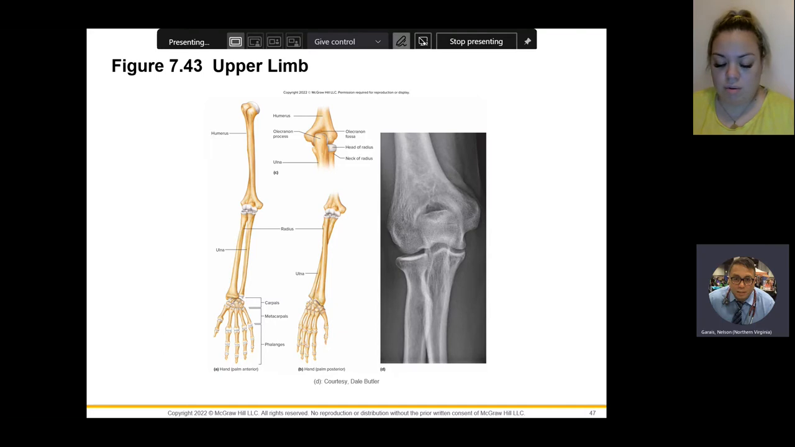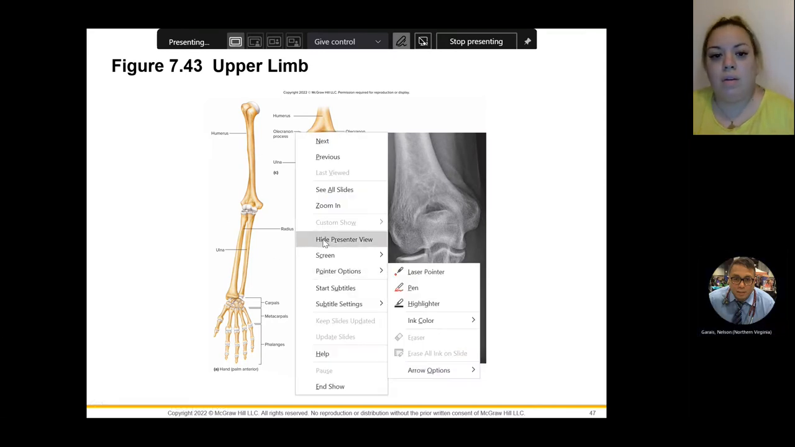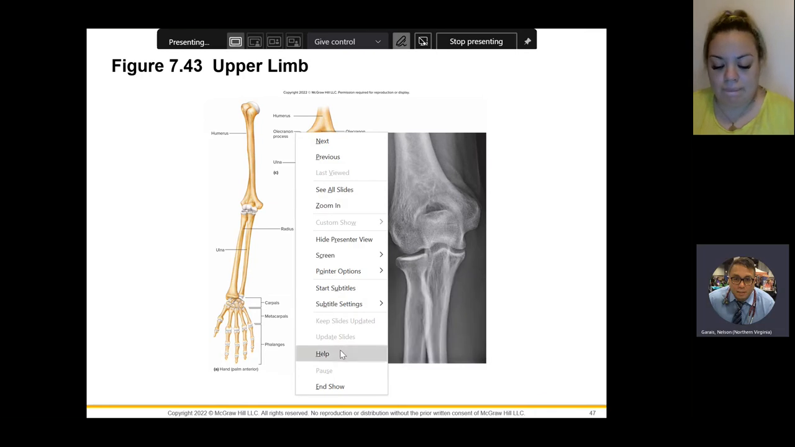All right, let's get this show on the road. And I'm still in record mode. Pointer options.